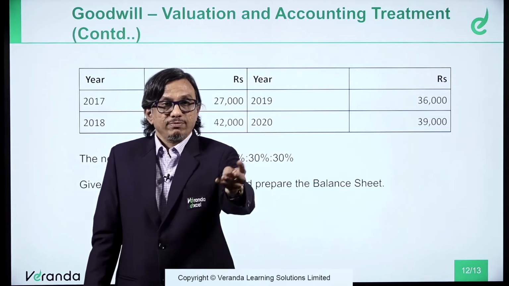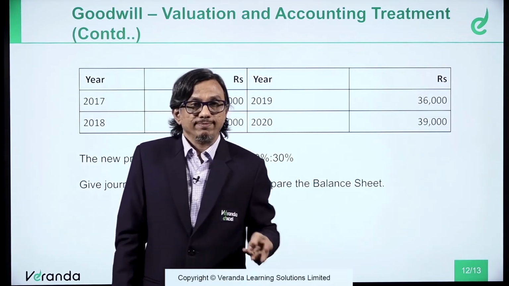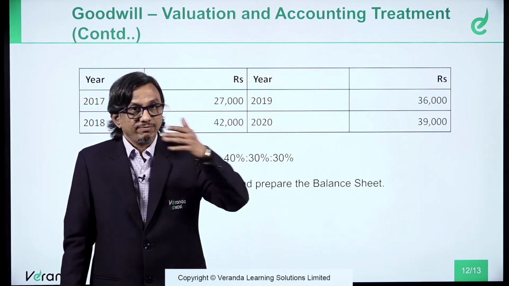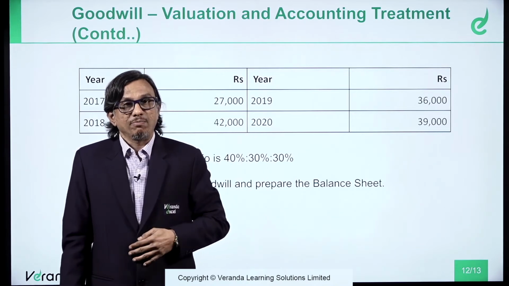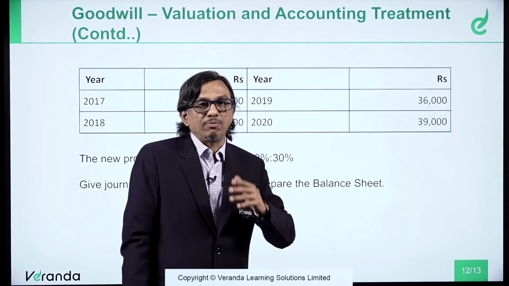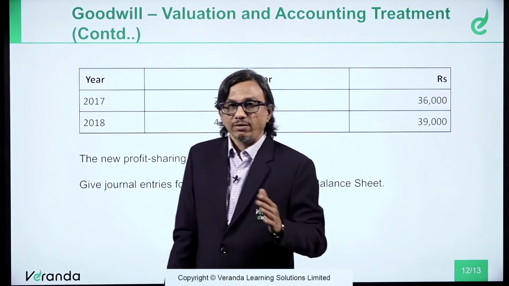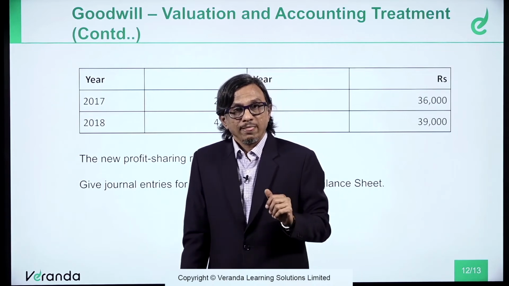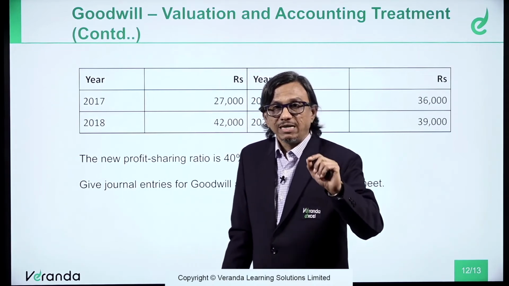Number 1, you have to find the value of goodwill. For that purpose, find the average, and multiply by so many years. I think it's 3 years in this problem. You multiply, you'll get the value of goodwill. So that is the first calculation you have to do. Number 2, you have to give the journal entries for goodwill.